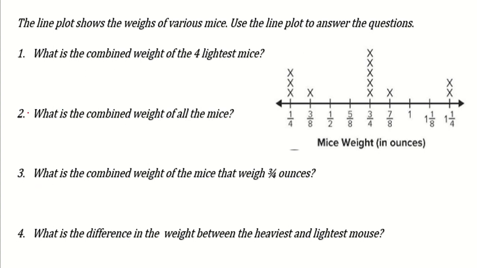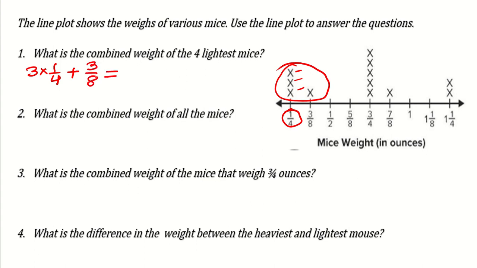The line plot shows the weight of the various mice. Use the line plot. Okay, what is the combined weight of the 4 lightest mice? 4 lightest means start from the left and count only 4 crosses. Okay, so this 4 will complete up to this only. So their combined weight means, you see 1 over 4 how many times? 3 times. So 3 multiply 1 over 4 plus 3 by 8 is how many times? One time only. So 3 over 8.